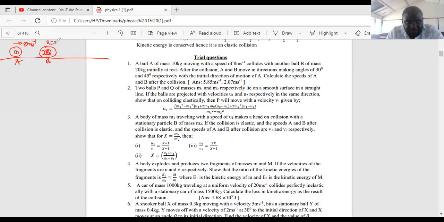Initially at rest. After collision, A and B move in directions making 30 degrees and 45 degrees respectively with the initial direction. What does that mean? It means when they collide, A takes this direction with the initial direction, which is 30 degrees. So this is A. Whereas B takes this direction with 45 degrees to the initial direction. Capture the speeds of A and B after collision.